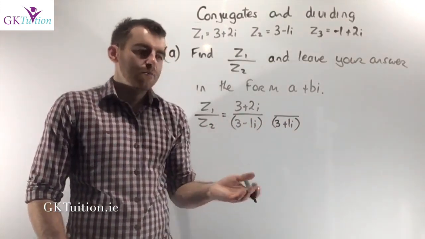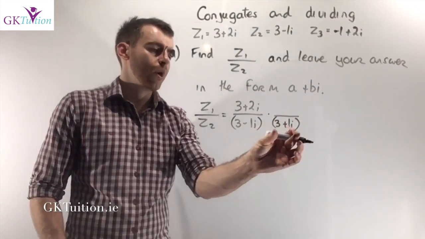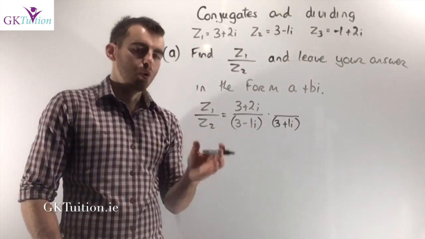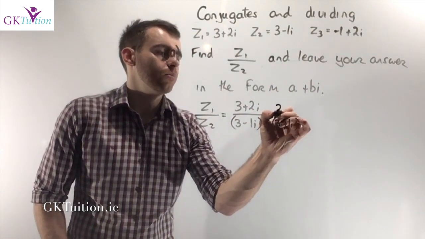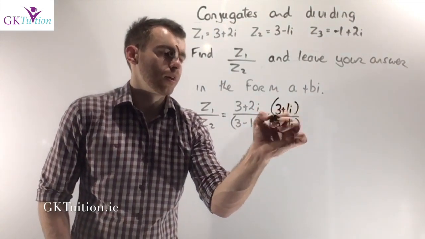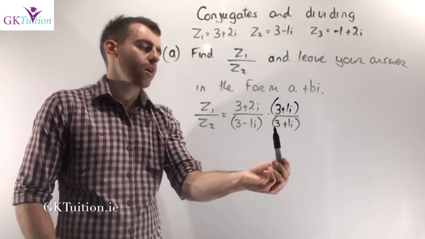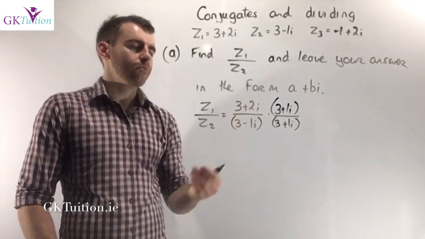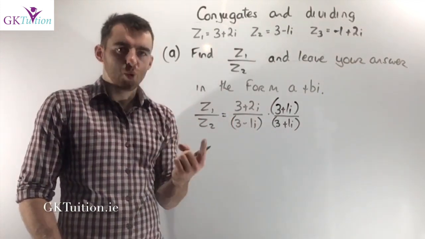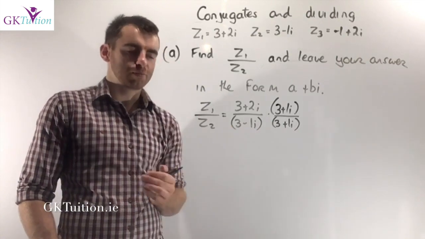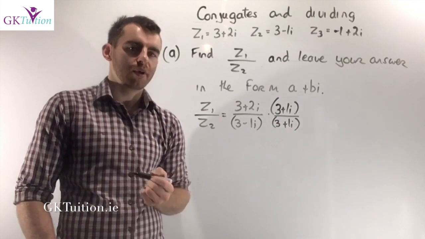But I can't just randomly multiply the bottom of a fraction by 3 plus 1i. If you multiply the bottom of the fraction by 3 plus 1i, you also have to multiply the top of that fraction by 3 plus 1i. So I'm going to also multiply the top by 3 plus 1i. Because ultimately, look at what I'm doing now. I'm multiplying by 3 plus 1i over 3 plus 1i. If the top of the fraction and the bottom of the fraction are the same, I'm actually just multiplying by 1. So I'm not changing the value of the expression. All I'm doing is multiplying the top by 3 plus 1i and the bottom by 3 plus 1i.